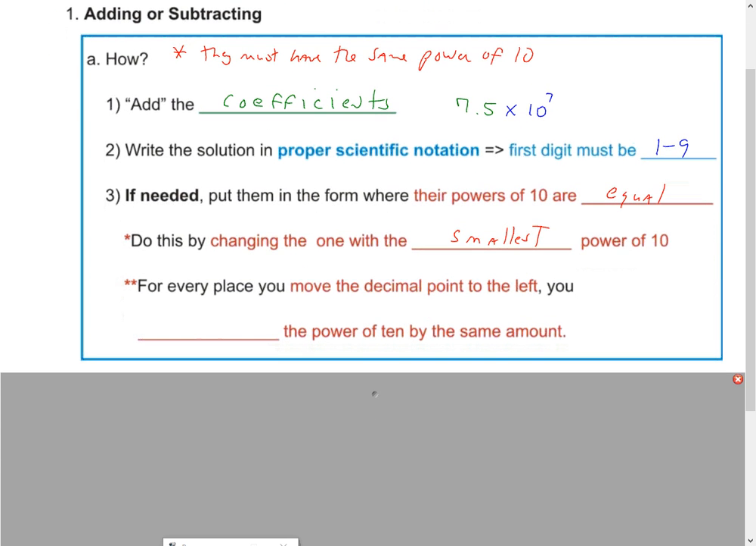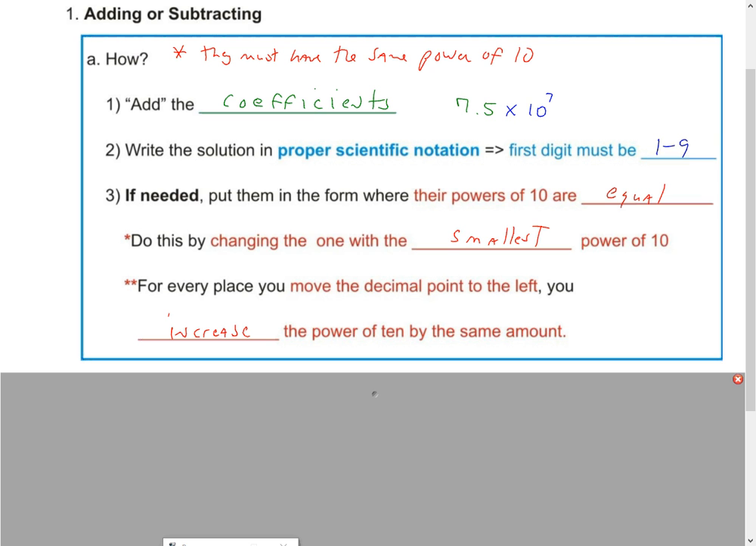And then second, with the 2 asterisks, for every place you move the decimal point to the left, you increase the power of 10 by the same amount. And I'll give you a little bit easier way to understand that in just a moment, all right?